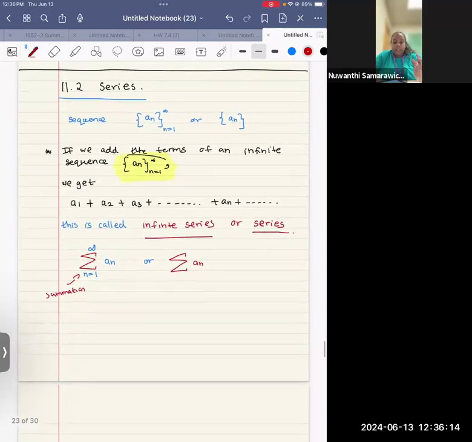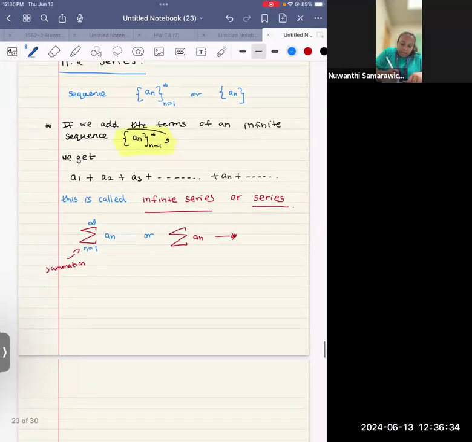From this section onwards, we are going to learn different kinds of methods to check whether a series is convergent or divergent. That's the idea we are going to learn. We need to know whether the series is convergent or divergent. That's what we are going to learn.